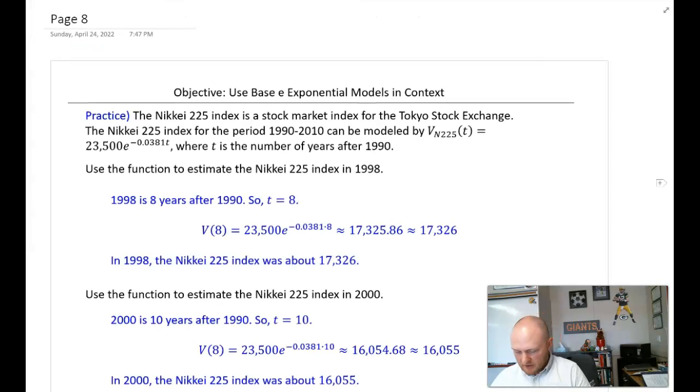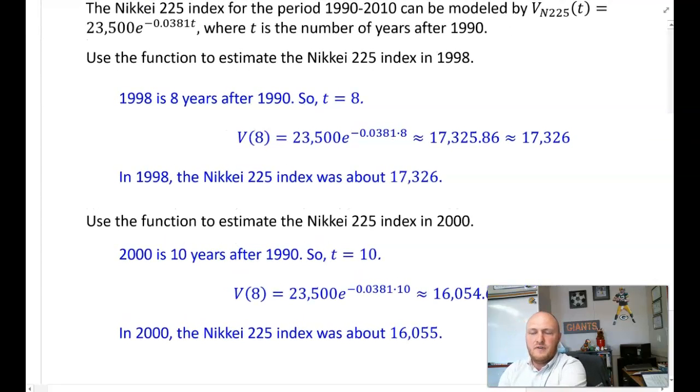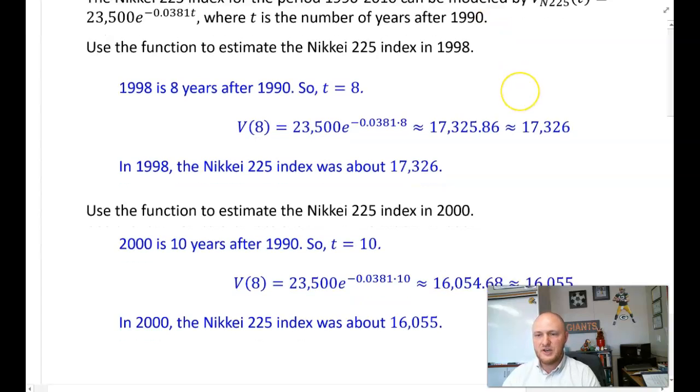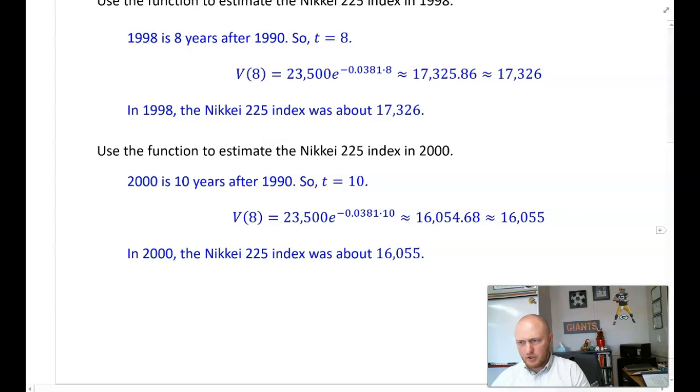All right, so here are the solutions. Since the function models the period 1990 to 2010, you're going to calculate t, the years after 1990. So t for 1998 is going to be 8, and we evaluate that. Here it looks like they wanted the nearest whole number. If you had the decimals, I think that's fine, unless they said round to the nearest whole number. And then in 2000, your t value is going to be 10. So 16,055.